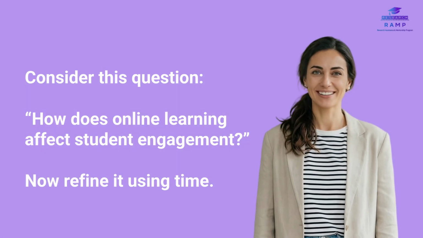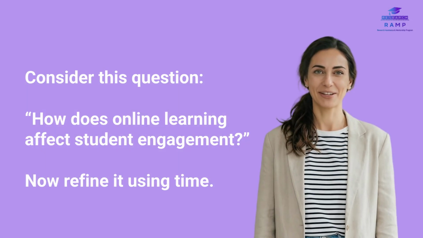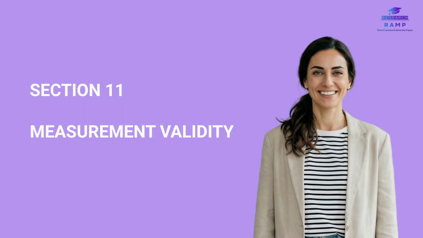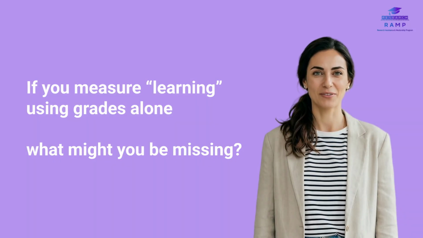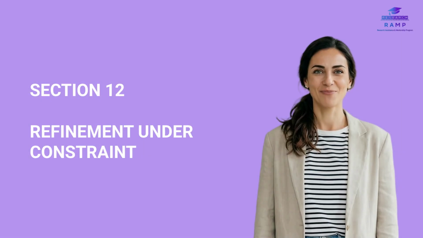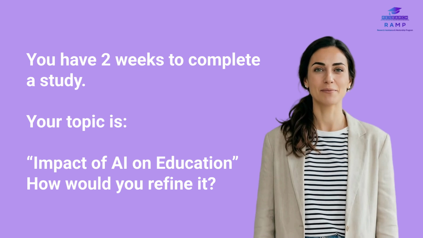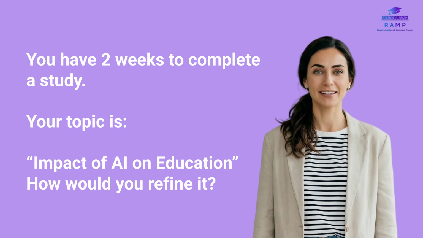Consider this question. How does online learning affect student engagement? Now refine it using time. Section 11. Measurement validity. If you measure learning using grades alone, what might you be missing? Section 12. Refinement under constraint. You have 2 weeks to complete a study. Your topic is Impact of AI on Education. How would you refine it?